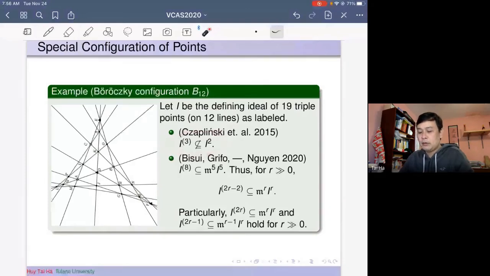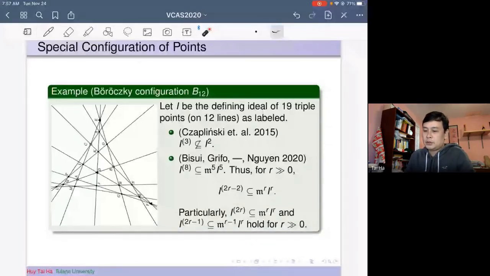What we prove is, however, if you look at the symbolic power of I, it's inside m to the 5th times I to the 5th. So once again, for the stable containment, we have that I symbolic power to r minus 2 is inside m to the r times I to the r. Particularly, we obtain the Harbourne-Huneke containment.